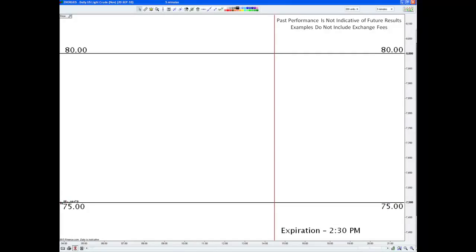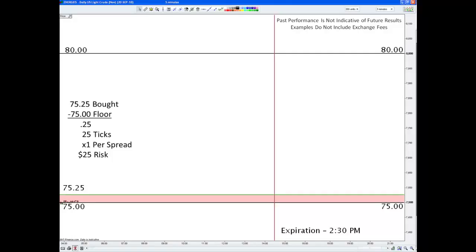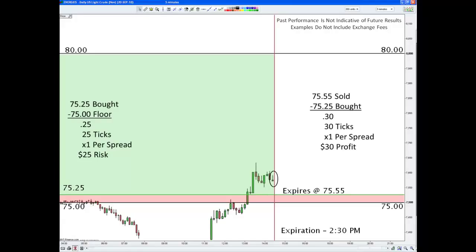So on this example here, we're going to look at buying the spread at 75.25. Well, that's going to make our risk 25 ticks, which is a $25 risk on the spread. So let's see what happens on this trade. The market goes down and really spikes against you, okay? Normally in oil, if the market moves that much against you, you're out of the trade, you're stopped out if you're trading oil futures. Well, by the end of the trade, the market actually comes back up, and it settles out at 75.55. So on this trade, you would have made a $30 profit. And that's on a $25 risk, so over 100% return on your investment.